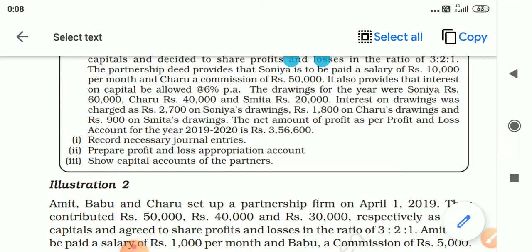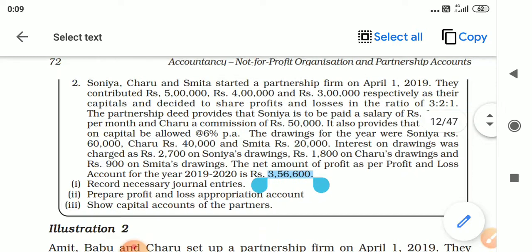First, you have to prepare profit and loss appropriation account. On the credit side, this 3,56,600 will come and interest on drawings will come. On the debit side, the salary, commission and interest on capital will come. Find the balancing figure, distribute among the partners in 3:2:1 ratio. Then you have to prepare partners capital account. On the credit side, balance brought down. These three balances will come.